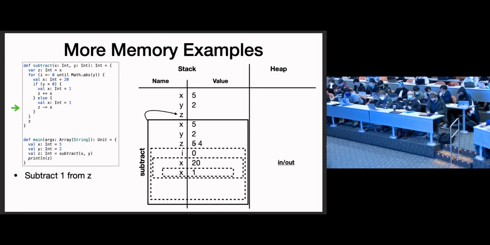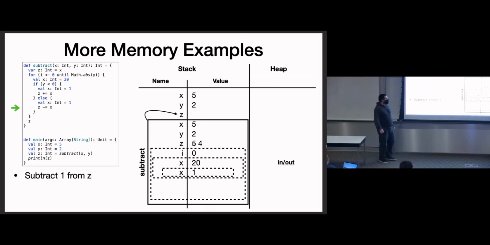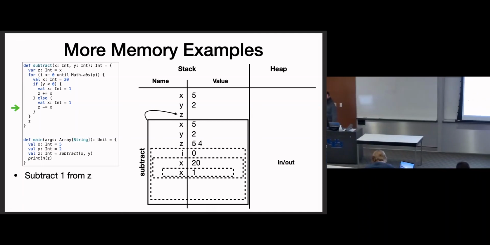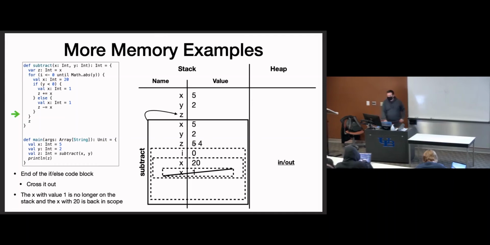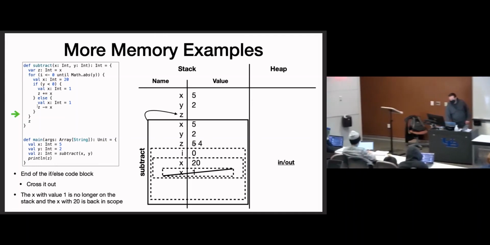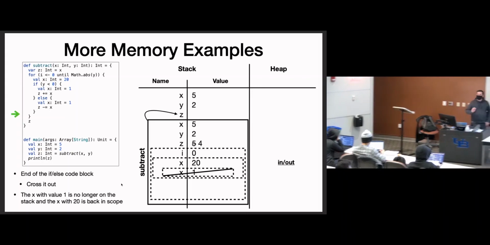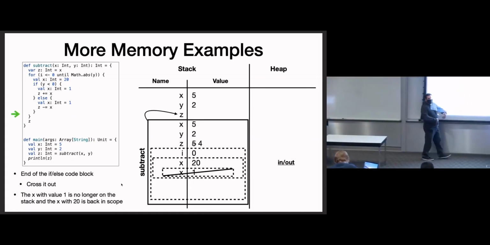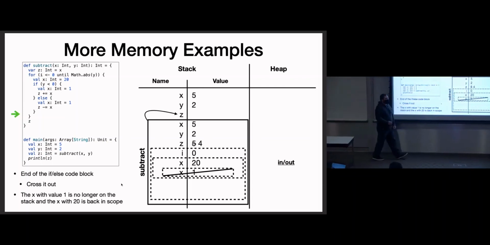And then we finally update z. So we found the right z, we found the right x. Z minus 1 equals 4. Cool. Then we do it again. We go around this loop one more time. We got to cross things out first. We're going to end the if else. We hit the else block, gone. That x is no longer on the stack. The new bottom visually, but top conceptually of the stack is right here. X equals 20 is now back in scope, baby.